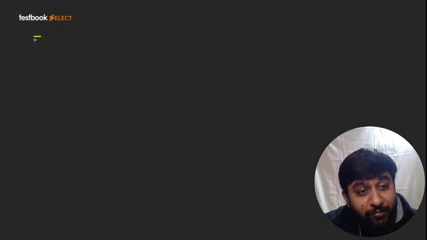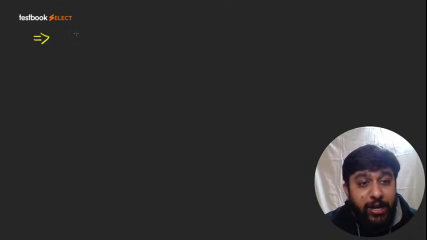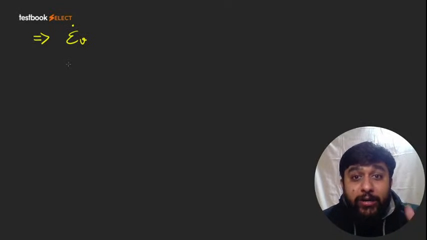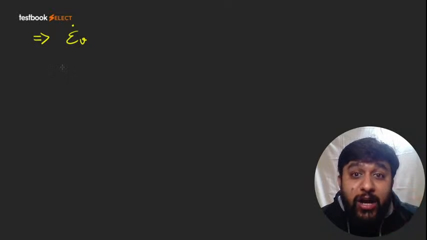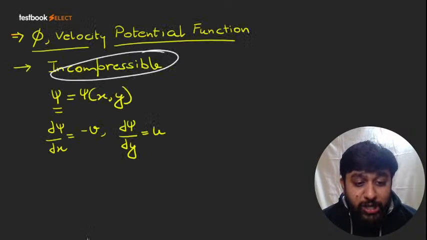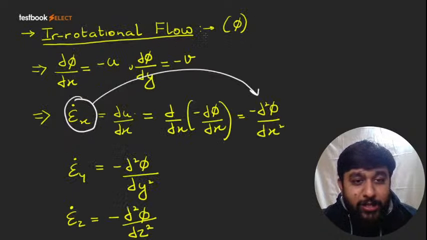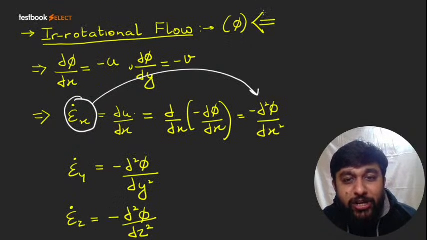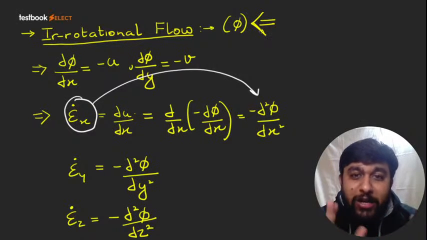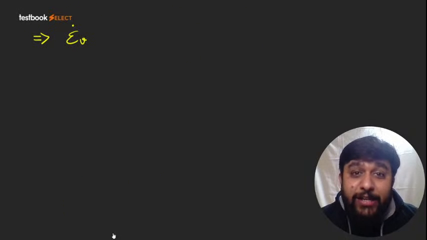Now, one last thing is left. We have defined linear strain rates, volumetric strain, and shear strain rates, but how do you write volumetric strain rate? Please note, till now I have not said that this is an incompressible flow. This can be a compressible flow also. Only one condition is there, and that condition is irrotational flow. Only one condition is necessary. So the flow can be compressible as well as incompressible.